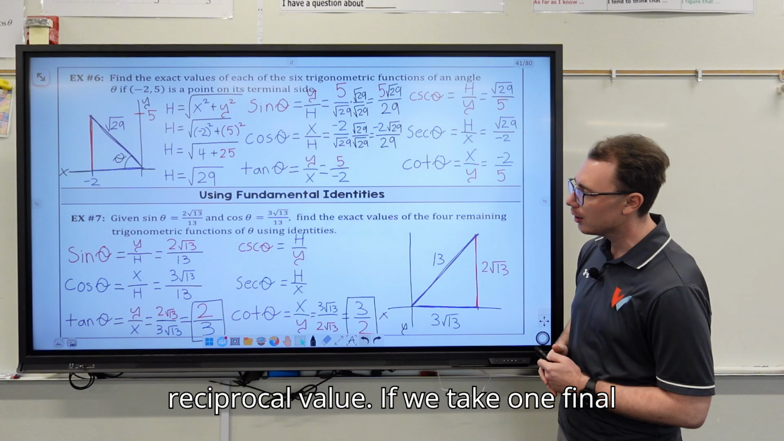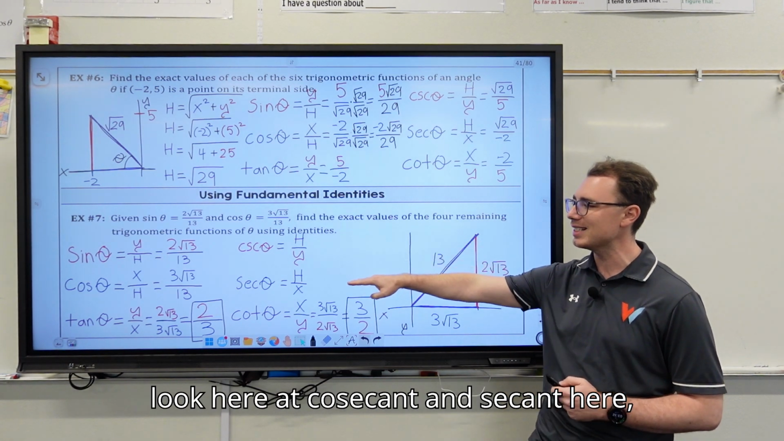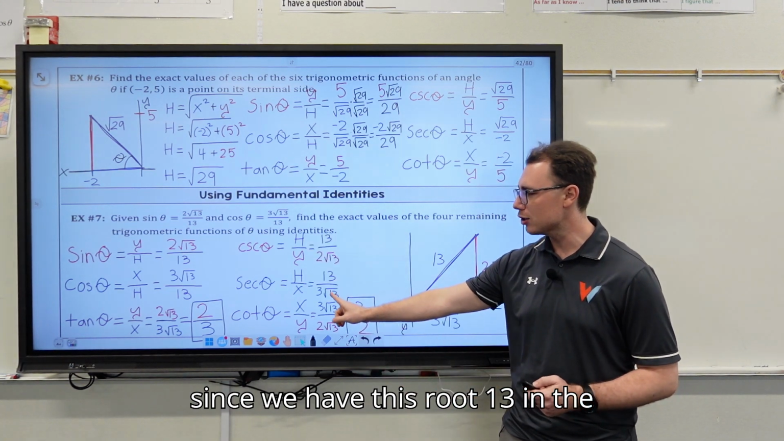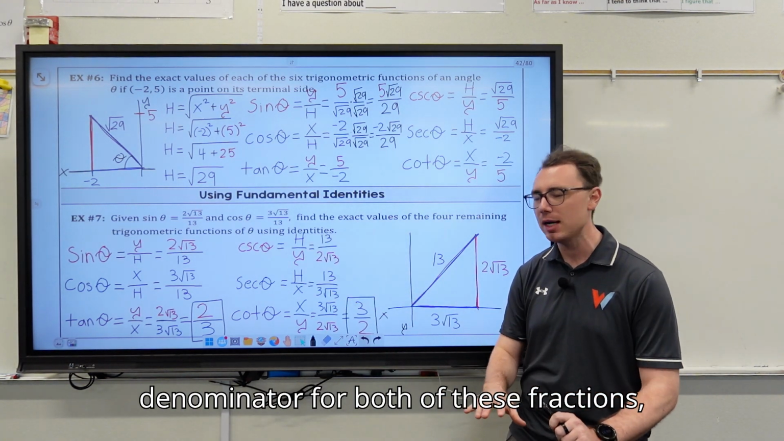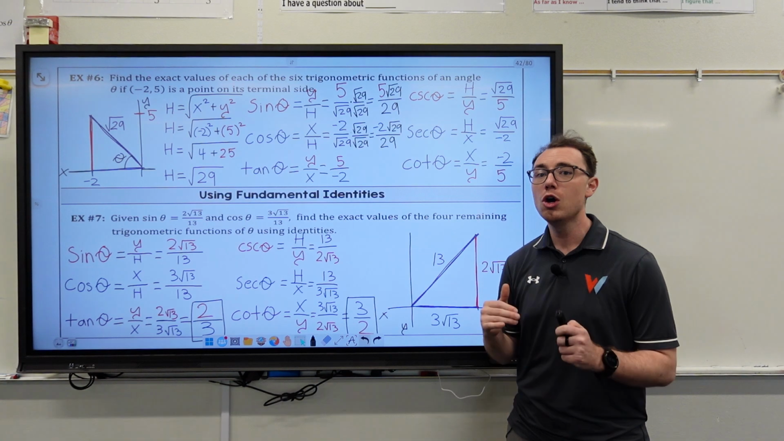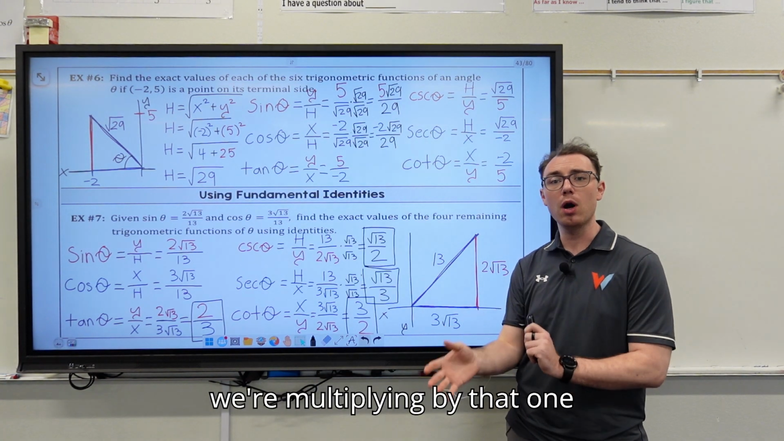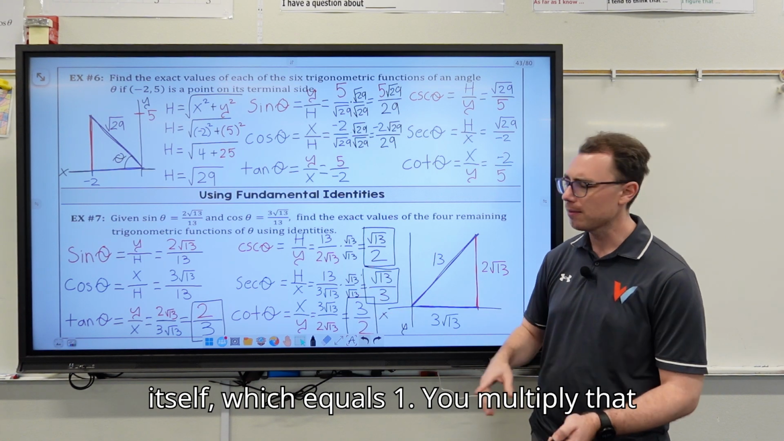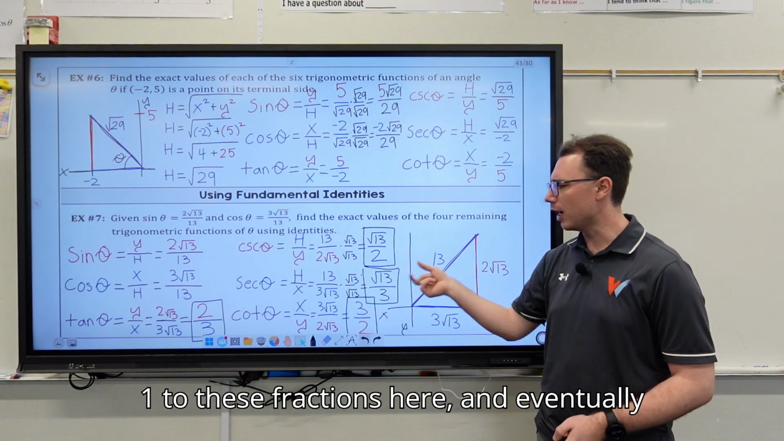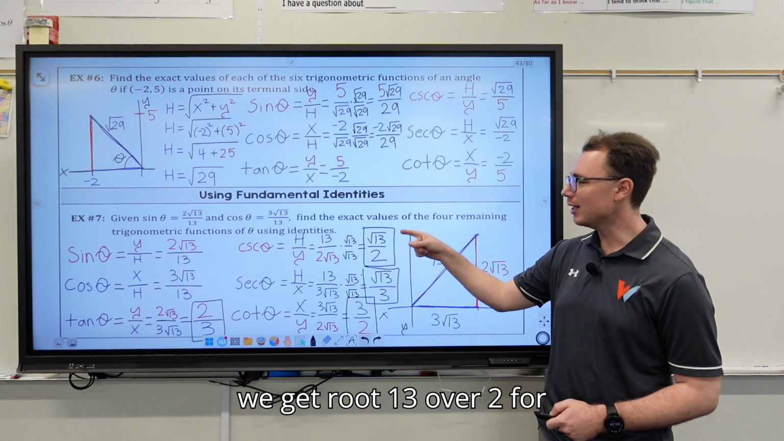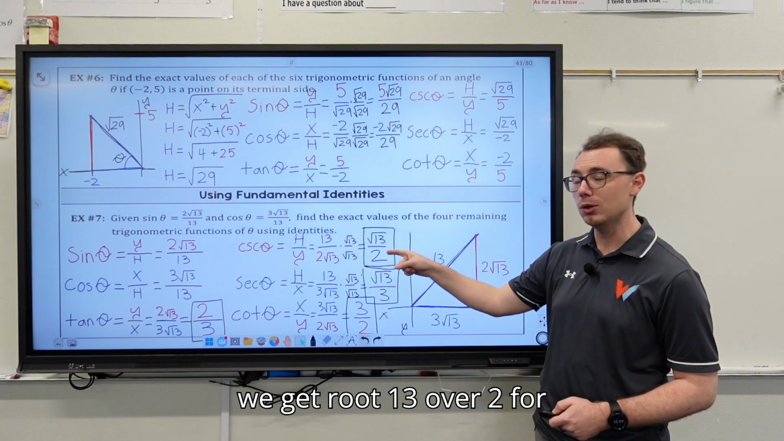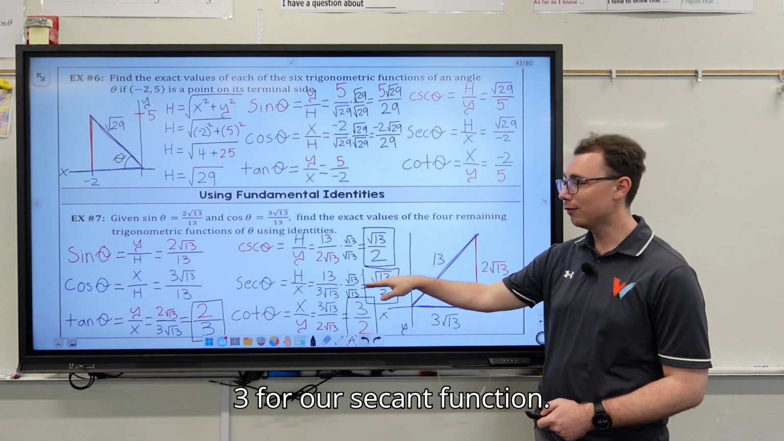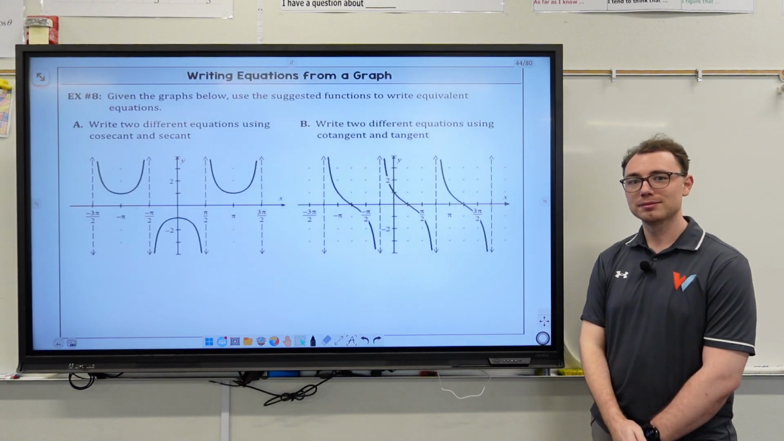If we take one final look here at cosecant and secant, we just want to observe that since we have this root 13 in the denominator for both of these fractions, we're multiplying by that one equivalency, where it's root 13 over itself, which equals 1. You multiply that 1 to these fractions here, and eventually we get root 13 over 2 for our cosecant function, and root 13 over 3 for our secant function.